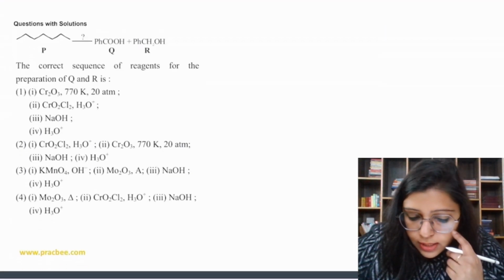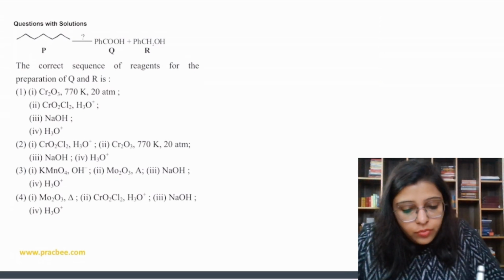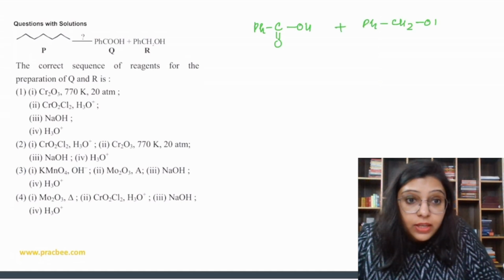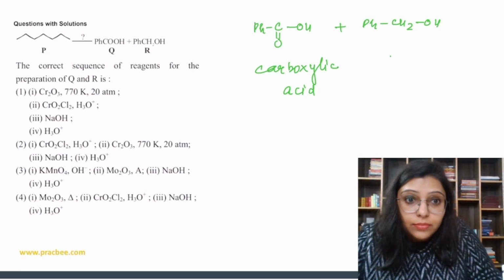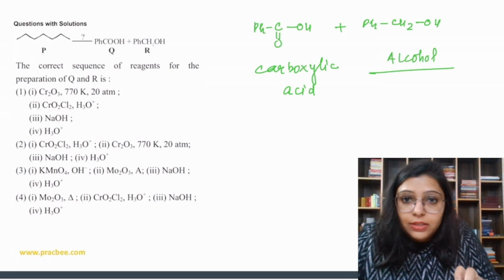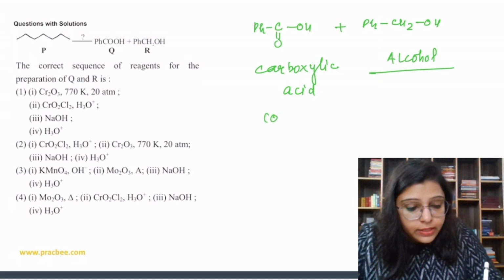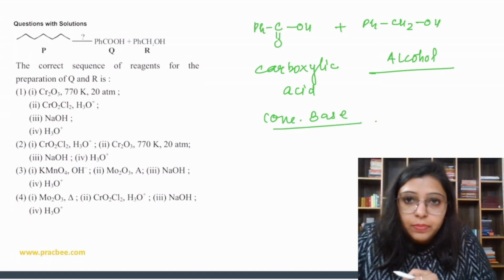So next question says the correct sequence of reagents for the preparation of Q and R is. So we have phenyl C double bond OH plus phenyl CH2OH. In this we get carboxylic acid and alcohol. So that is after Cannizzaro. And for Cannizzaro, we need concentrated base. So last we should be having concentrated base.